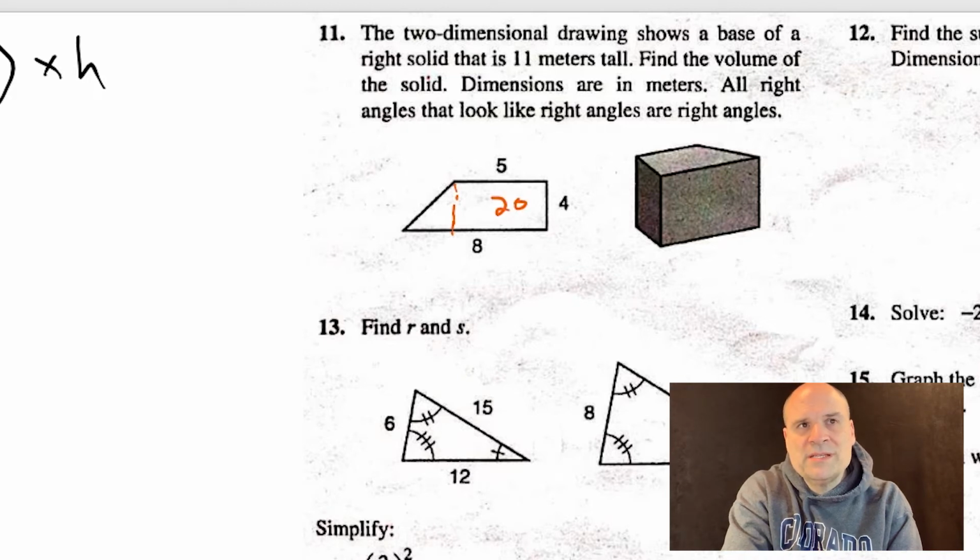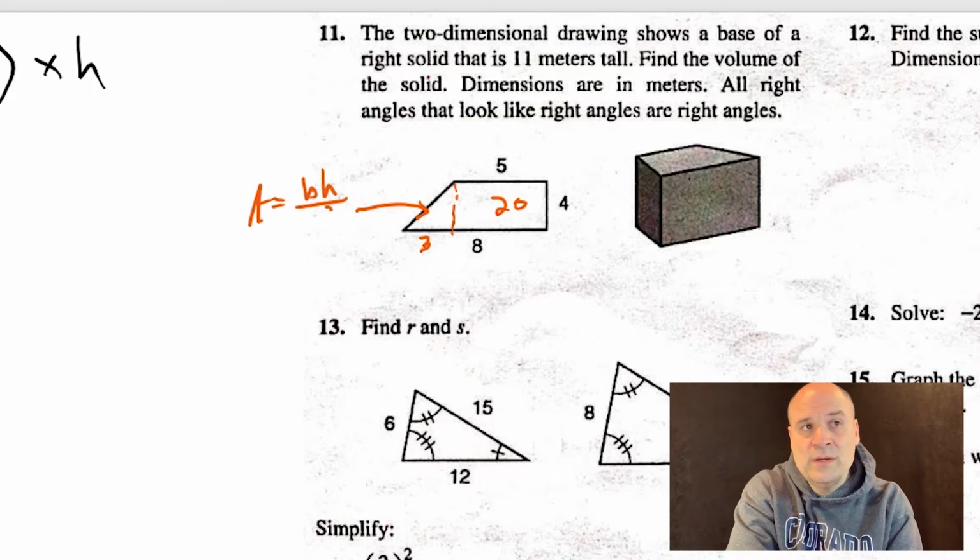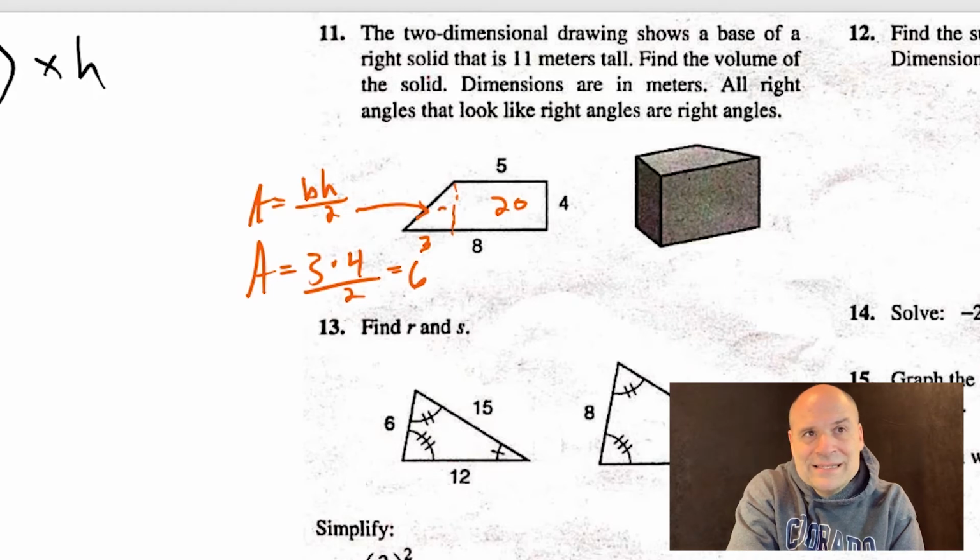But what are the dimensions of this triangle? Well, it is 4 there, but how much is this right here? Well, if this whole thing is 8 and this is 5, then this has to be 3. Okay? So the area of that triangle, remember the area of a triangle is base times height divided by 2. Well, this base is 3 and the height is 4. We divide it by 2, so we get 6. So this little guy is 6.